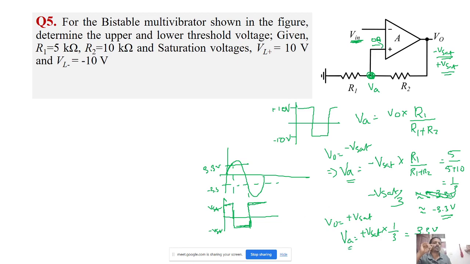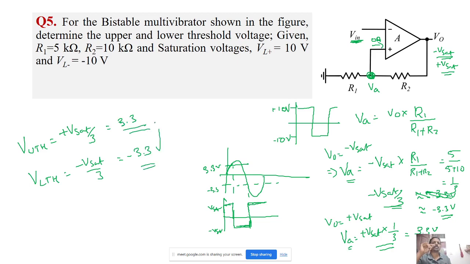So these two values, minus Vsat by 3 and plus Vsat by 3, are the threshold values. The higher value, plus Vsat by 3, is the upper threshold voltage, and the lower value, minus Vsat by 3, is the lower threshold voltage. So 3.3 and minus 3.3 are the upper and lower threshold voltages of this bistable multivibrator. Okay, so that is the question.